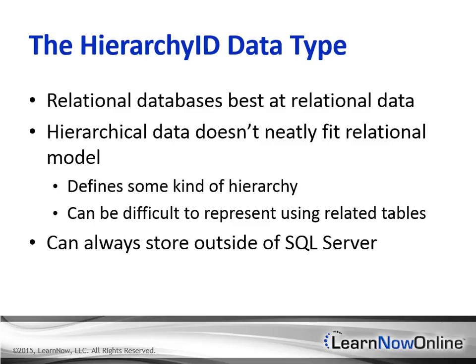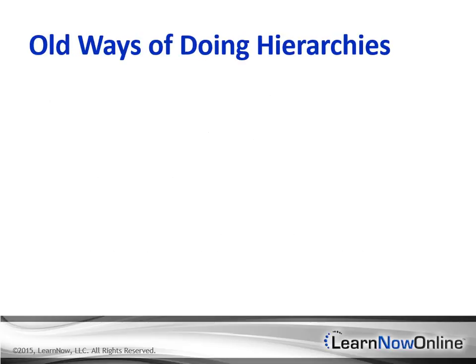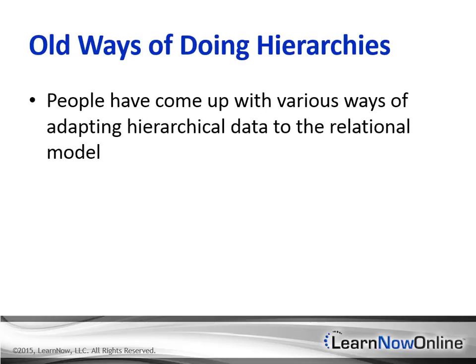Now, you can always store hierarchical data outside of SQL Server. Over the years, people have come up with various ways of adapting hierarchical data to fit the relational model. And there's really three major ways that people have been doing this for years. The first is through table self-joins. In a table self-join, you use a single table to contain the hierarchical data. The table has a foreign key to itself, thus the name self-join, to reference another row in the table.